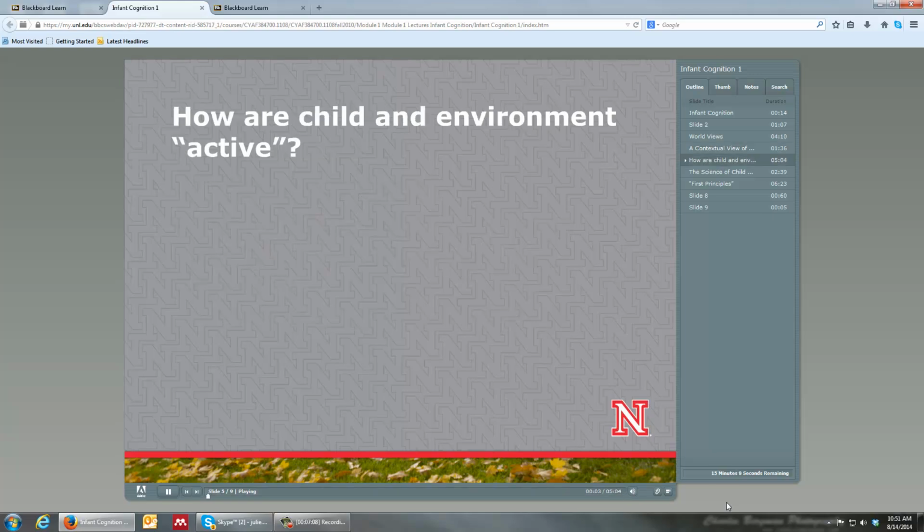So how are the child and the environment active? First, there are biological constraints. This is really important because if you think about it in terms of computerese, infants are born with an open program, or what some people call an ecological brain. Structures like synaptic patterns are not predetermined. So how is it that all typically developing members of the species develop in approximately the same way?